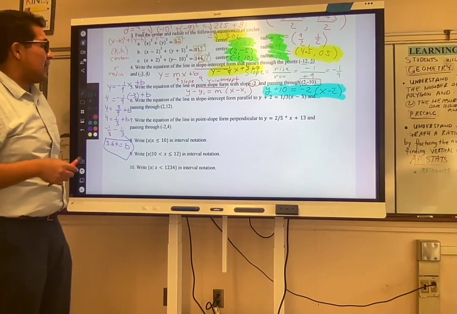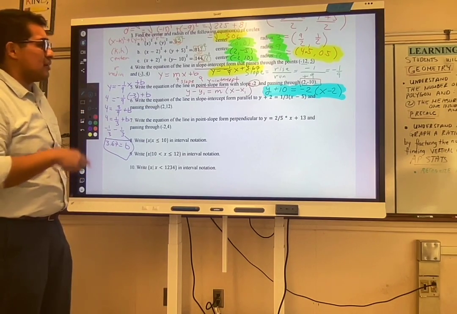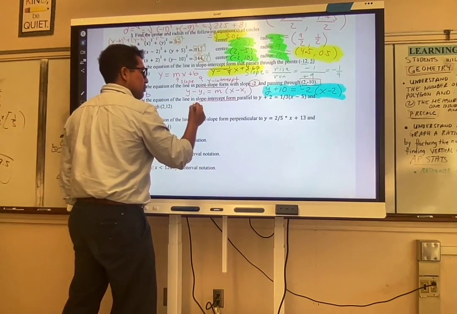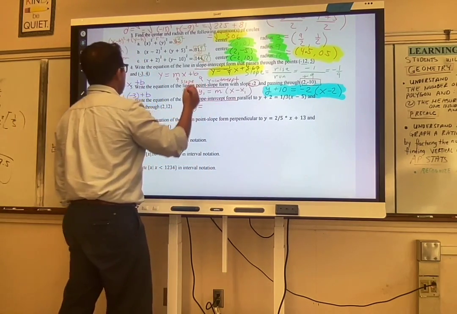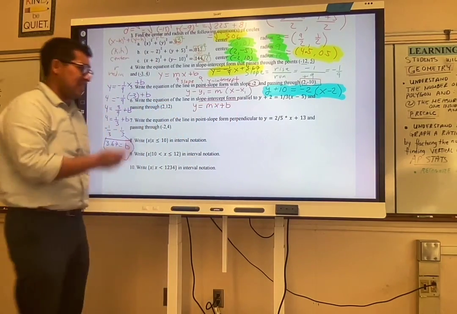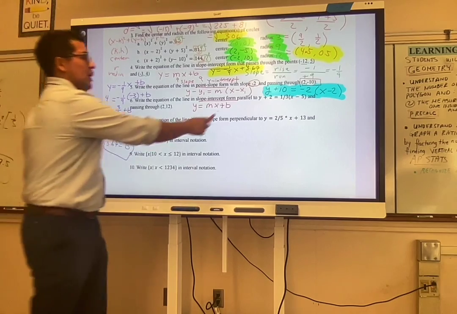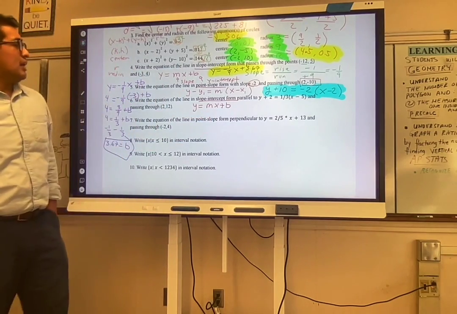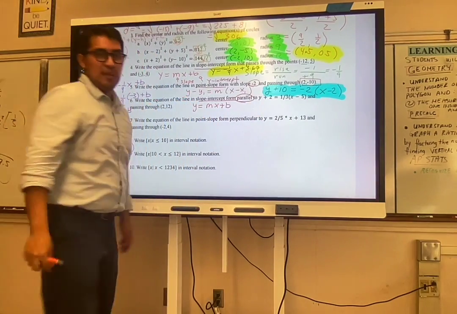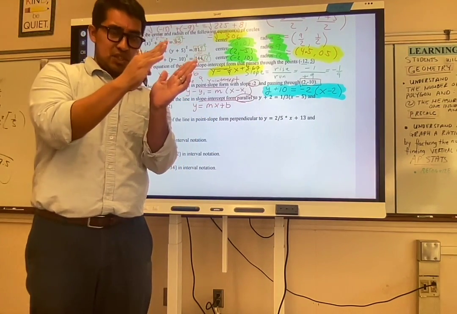Write the equation of a line in slope intercept form parallel to this, passing through this. Okay, so again, the key word here is slope intercept form. We know again that slope intercept form, like problem 4, is y equals mx plus b form. Okay? I need a slope and I need a y-intercept to be done with this problem. So let's read what we have here. The word parallel means if we have two lines, they're never going to touch.